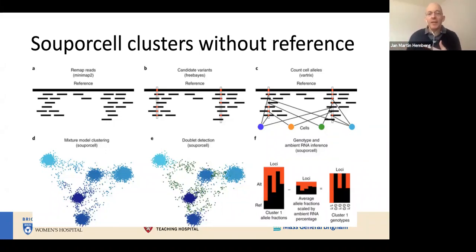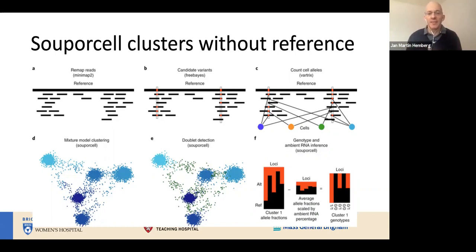And so what Supercell does is that it starts from the original reads, and it remaps the reads using Minimap2 and using settings which are more favorable for being able to do this variant calling. Then it does the variant calling, and then it builds up this cell by variant matrix, which it then uses for clustering. And one advantage of this clustering is that it gives us two pieces of information more or less for free, which is very useful.